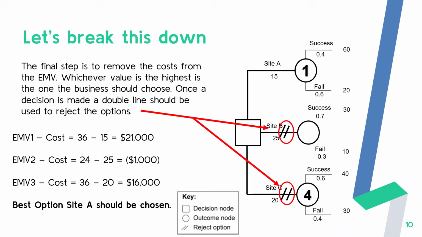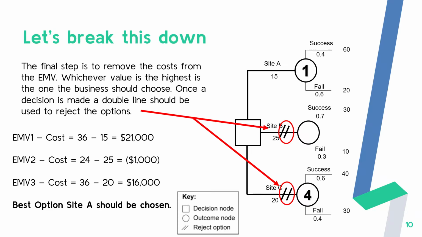negative 1,000 from site B. You can see that because the parentheses are around it. I always recommend parentheses because we've made a lot of lines, we've done a lot of calculations, and a negative sign can get easily lost. So again, I recommend putting parentheses. And for site C, we have $16,000.